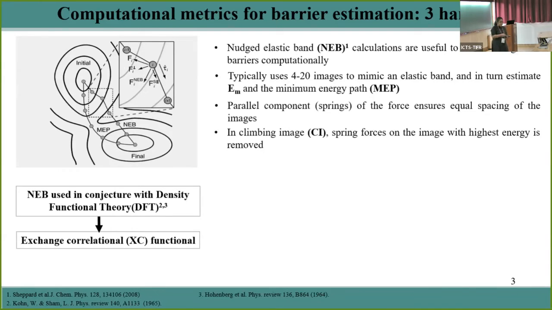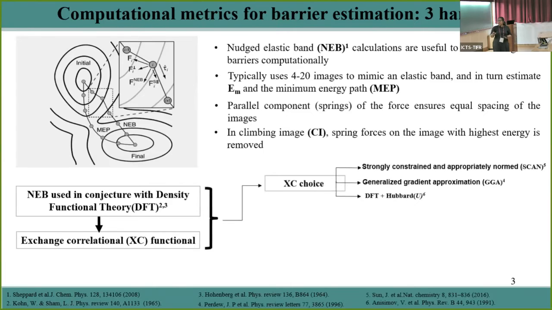So on analyzing this, we found that 3 important handles can in turn affect the accuracy of the barriers that are predicted using NEB calculations. The first handle happens to be the exchange correlation functional choice itself. So we have chosen 3 functionals here. The first one being the SCAN functional, which is the strongly constrained and appropriately normed functional, the generalized gradient approximation, or GGA, and the corresponding Hubbard-U corrected functionals, that is SCAN+U and GGA+U.